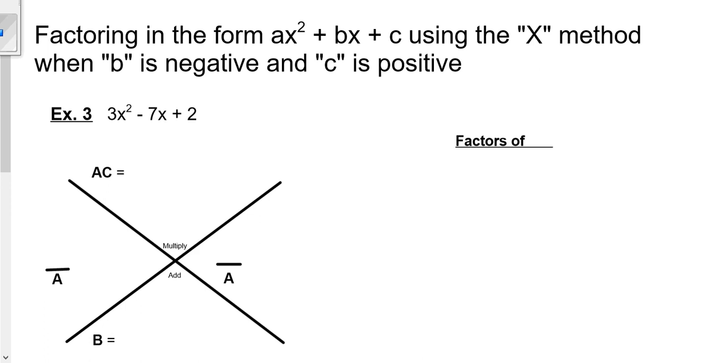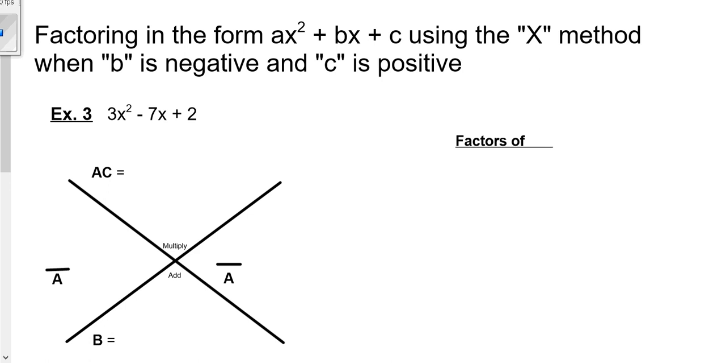Now we're going to factor in the form of ax squared plus bx plus c using the x method when b is negative and c is positive. So now we're still using the x method, but a couple of things are a little different. Our b term is now negative and our c is positive, so it's going to make our factors look a little different. But we still follow the same format.